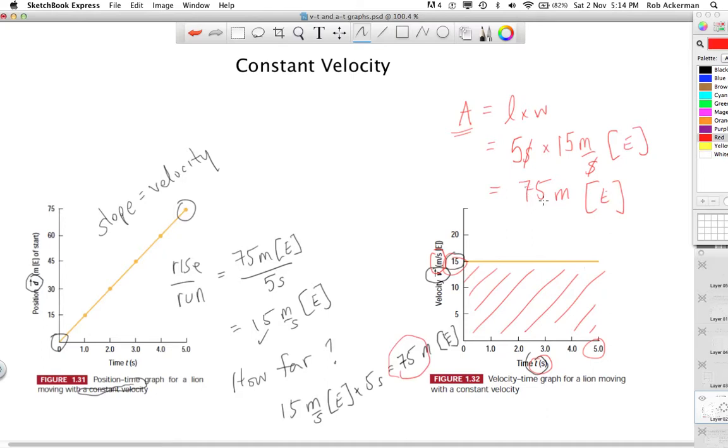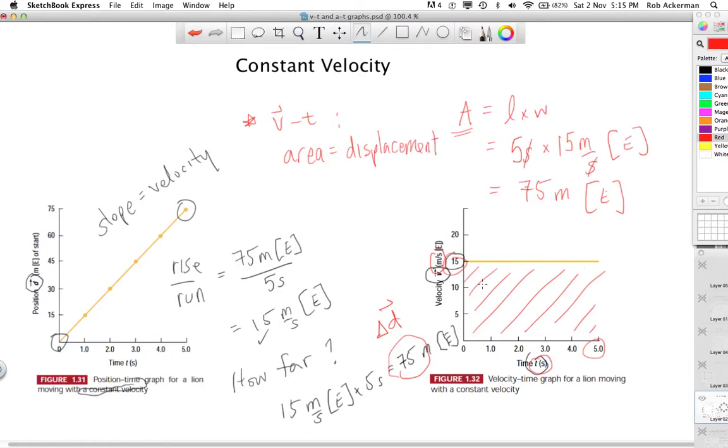So one of the nice things about the velocity time graph is that not only does it tell you about velocity, but if you calculate its area, then you get the displacement. So that's a rule for these kinds of graphs. On a VT graph, the area represents displacement.